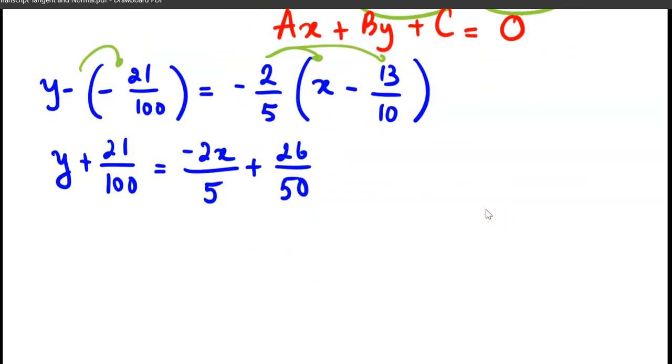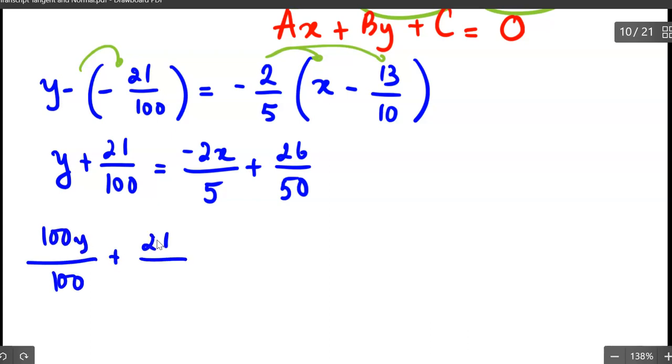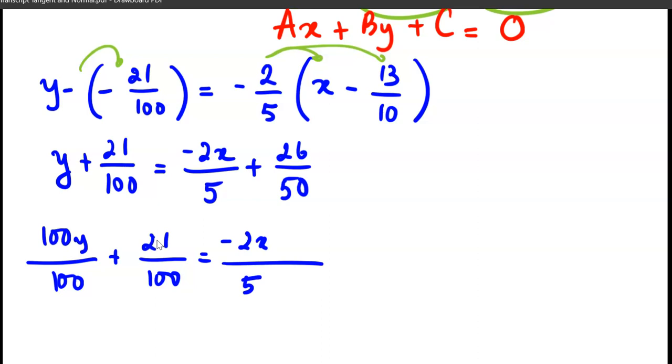At this point, I strongly recommend everyone, starting from here, don't try to simplify this and bring it over. You probably do one step more than you're supposed to. The best is at this line, you are going to take the lowest common denominator for both sides of the equation. So between 100, 5, and 50, the lowest common denominator would be 100. So you want to change all of these terms into fractions with the same denominator of 100. So if I do that, that means I multiply 100 with y, and I put it over 100, plus 21 over 100, negative 2x over 5. Okay, to turn that into 100, I times this one by 20.